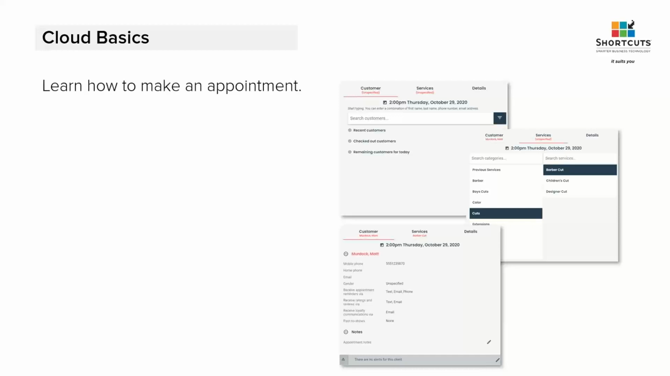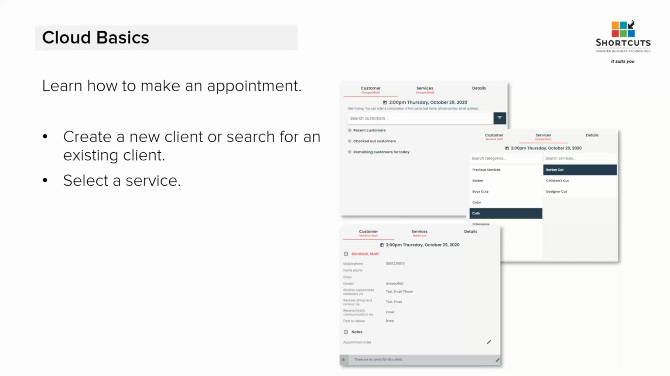So some of the basics in the cloud. We're going to look at how do you make an appointment? And it's as easy as making an appointment on the regular appointment book. How do you search for a client? How do you select a service? How do you add a client tag?